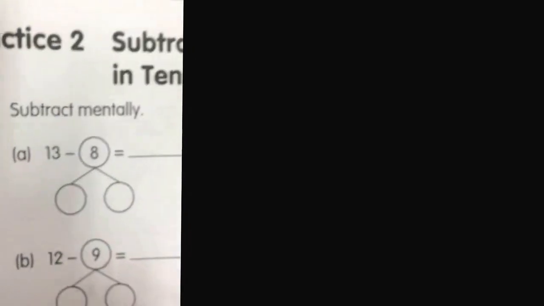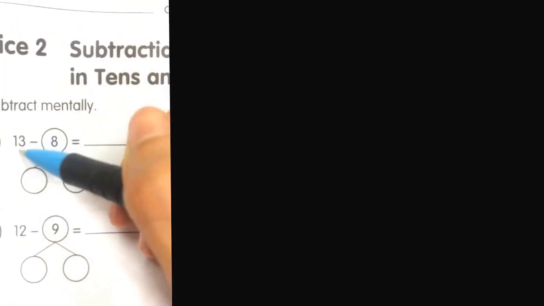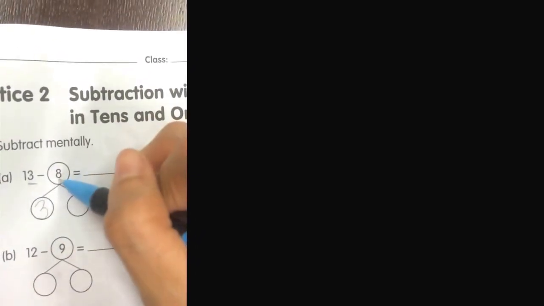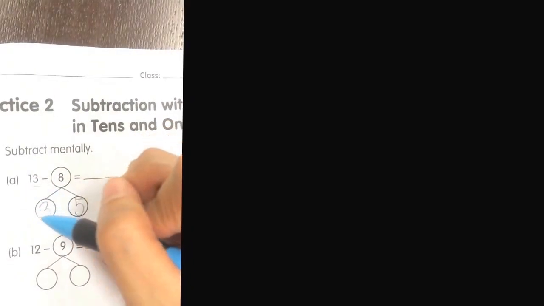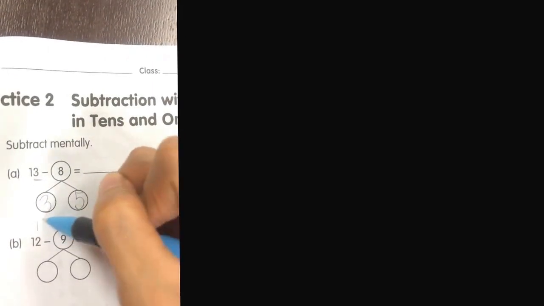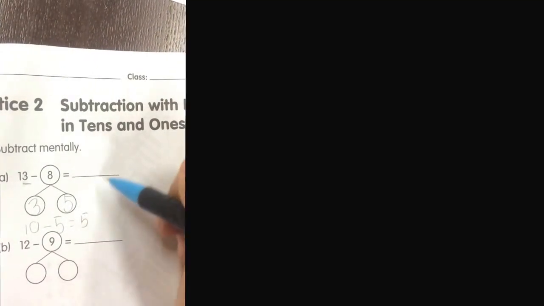Hello children, this is your homework for today. Page 61 until page 66. Remember how I showed you to do this? Remember to underline the ones, clone the 3. Take out 3 from 8, you're left with 5. 13 minus 3 is 10. 10 minus 5 is 5.